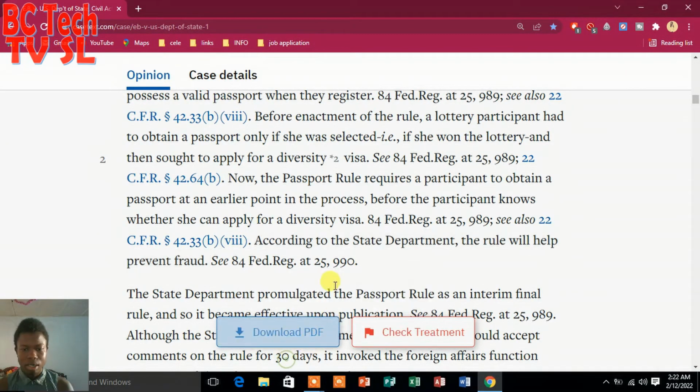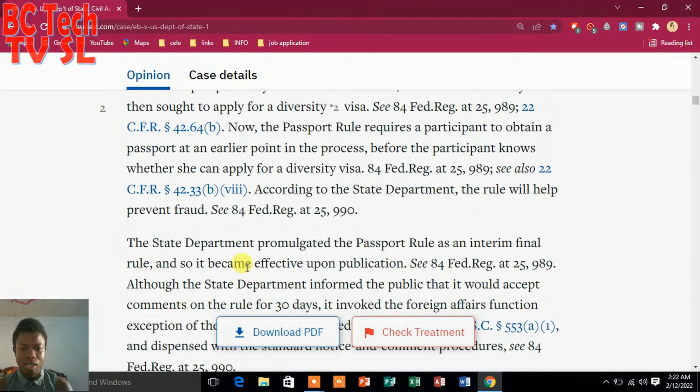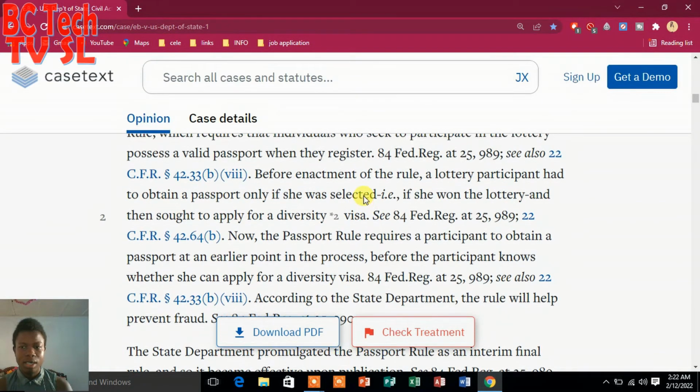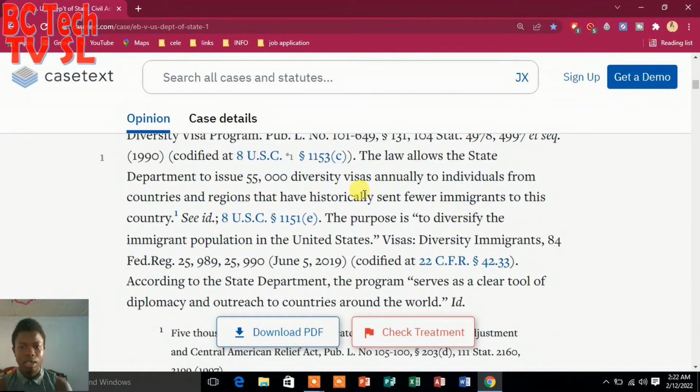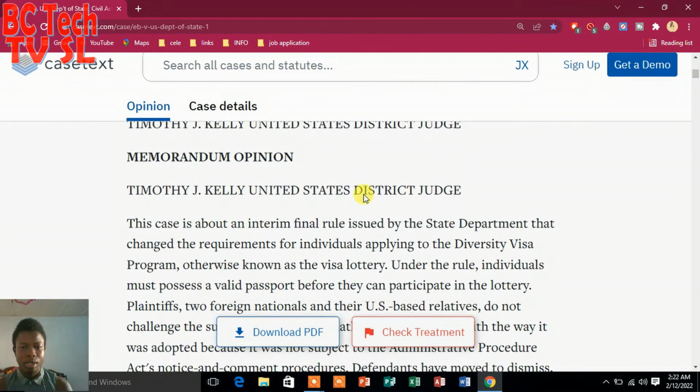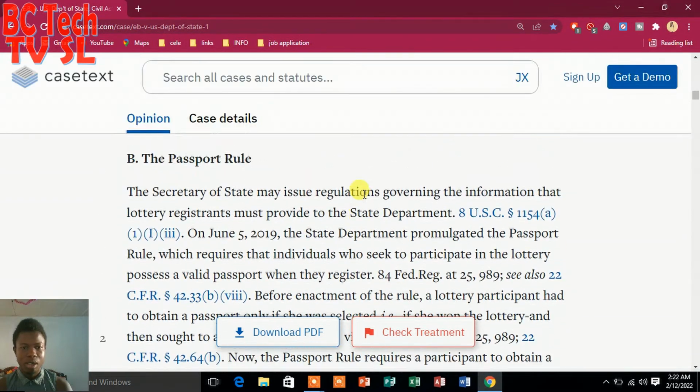Let's continue. The State Department promulgated the passport rules as interim final rules, and so they became effective upon publication. So these rules are so far in place, because this case is in process now, and it's just with God, but with time they will probably remove the use of passports during the application.